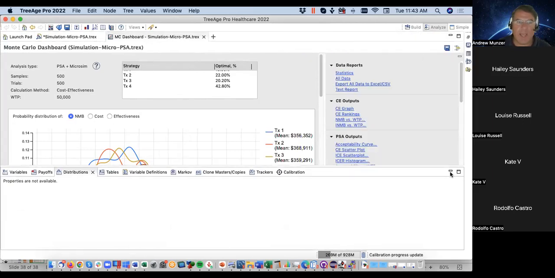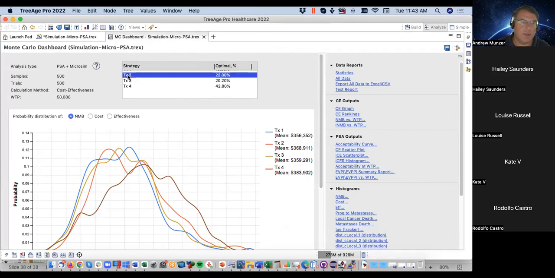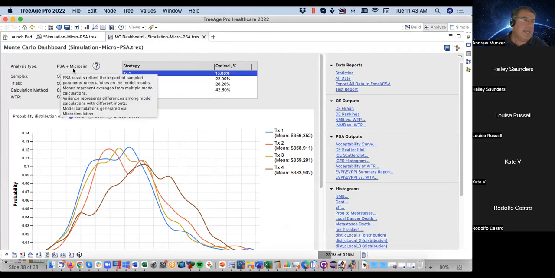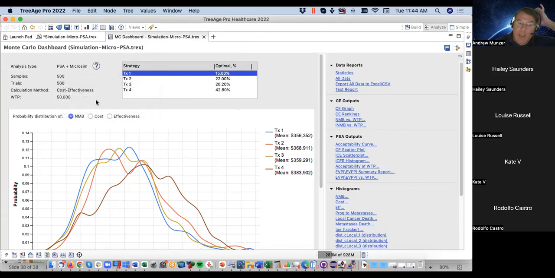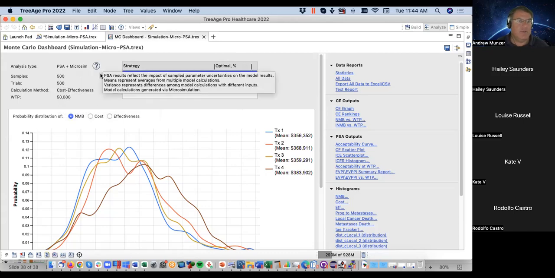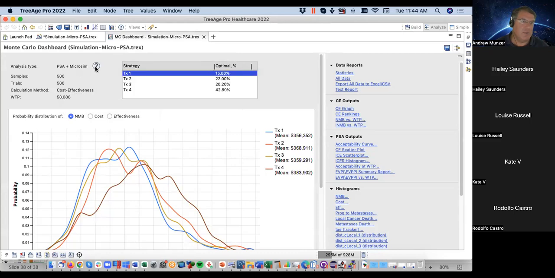Now what we have is results that look similar, but not quite the same. So what's different about this one than the one we just looked at? Well, first of all, it's probabilistic sensitivity analysis. The fact that we had to run microsimulation on this model is not relevant to the format of this data, but that is what we ran because it was a simulation model. So we ran PSA, and the variance is different between the model calculations, but each model calculation was a patient simulation. That's what you're seeing here. And I ran 500 by 500. It's a cost-effectiveness model with a willingness to pay.